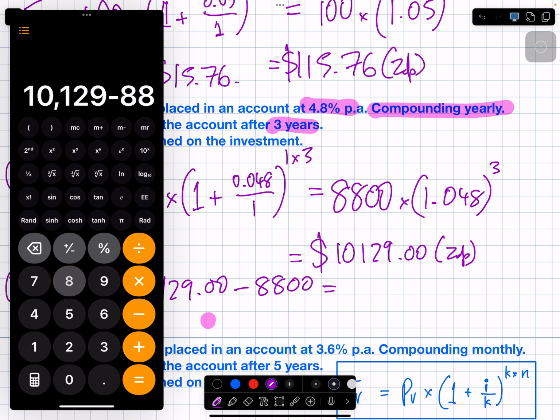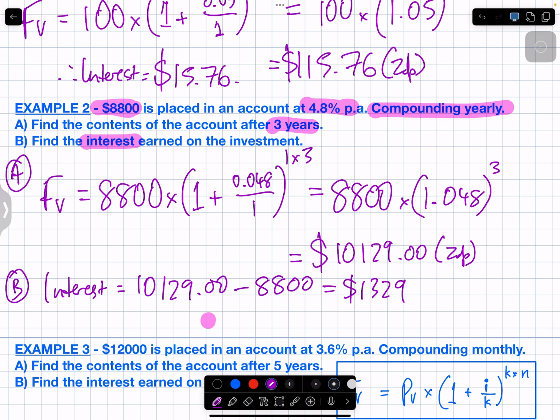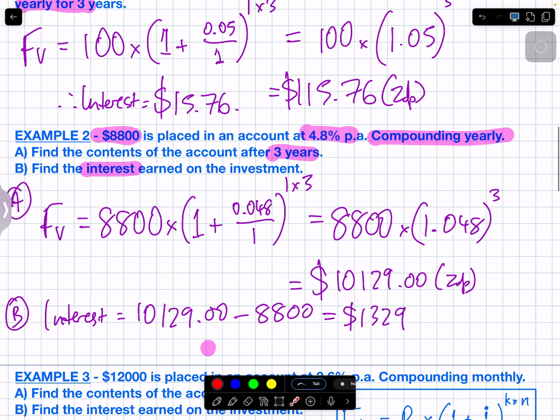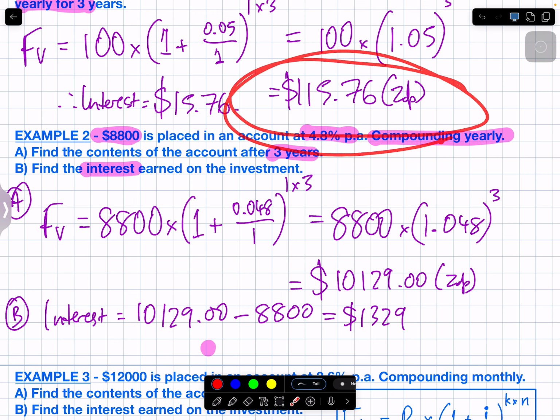10129, take 8800. 1329. The bank pays you $1,329 interest in that situation. 4.8% is not an unrealistic interest rate right now. The banks are paying 5 or so. So, okay, this situation is probably more realistic for you guys.